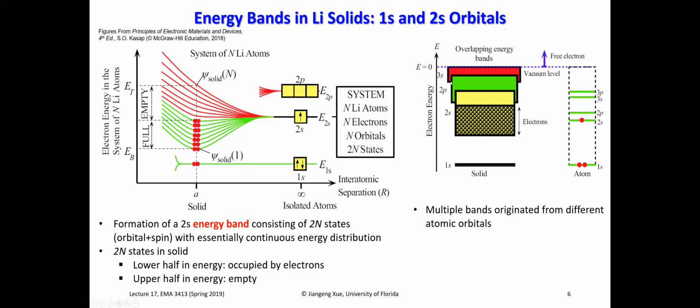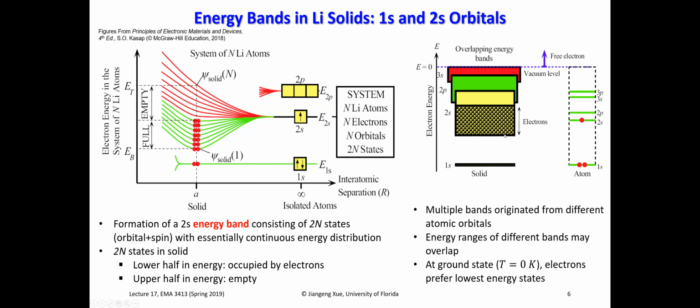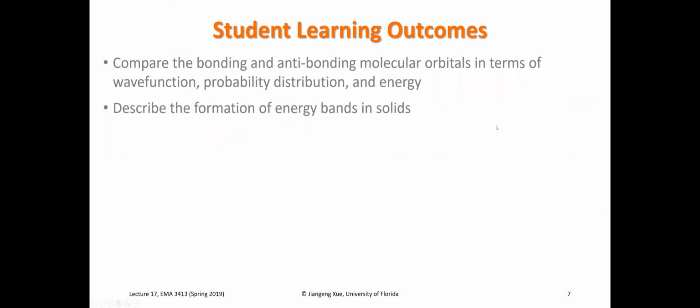However, you have these 2p and 3s orbitals, and even though you don't have electrons in them, they still form bands, and these bands may actually overlap with the 2s band. And at ground state, obviously, electrons prefer the lower energy states. They are going to be filling the lower portion of the 2s band.